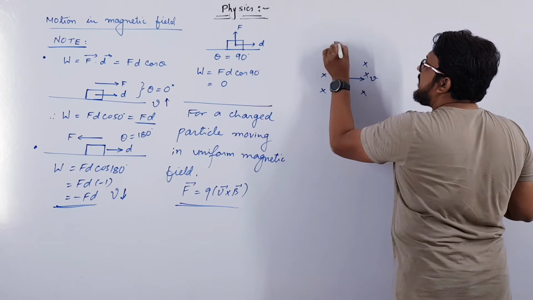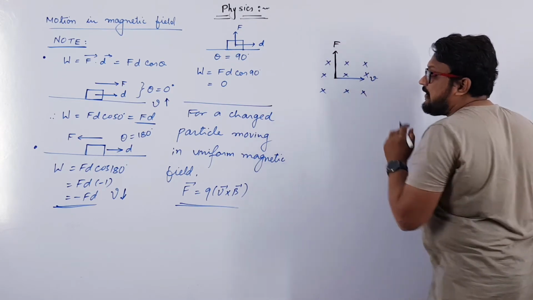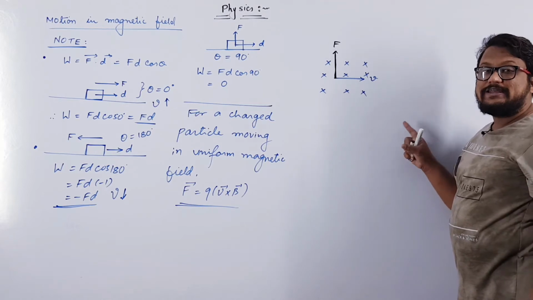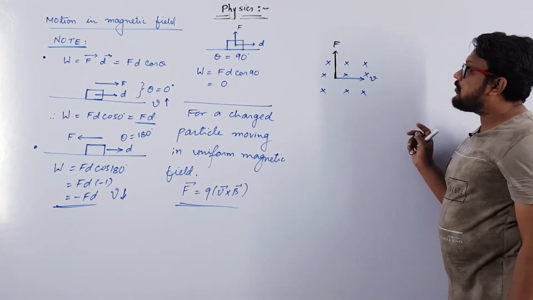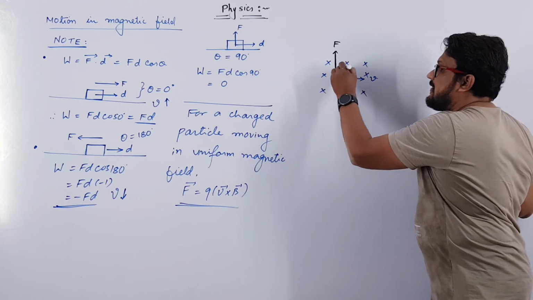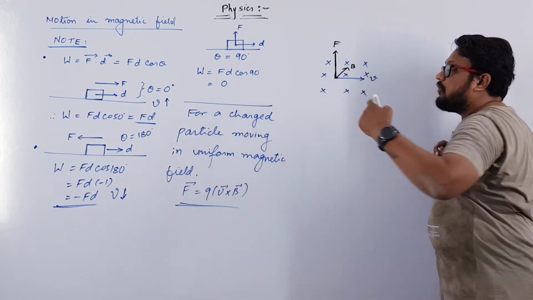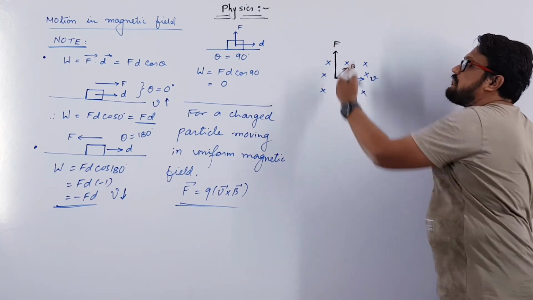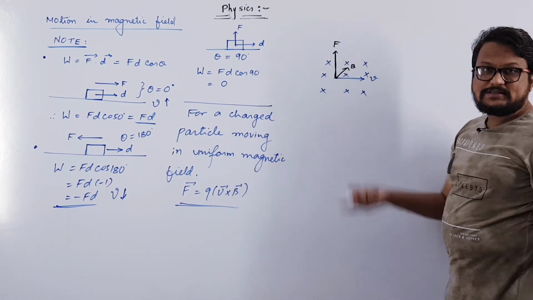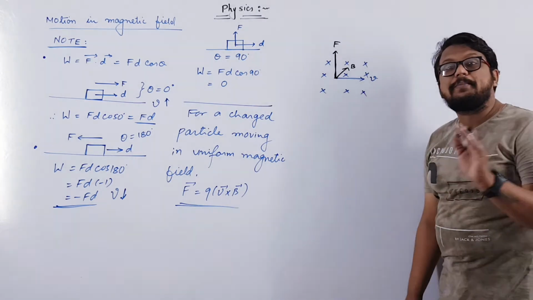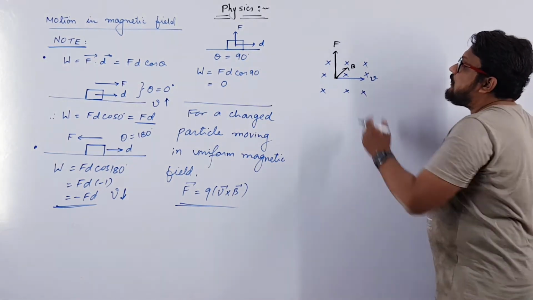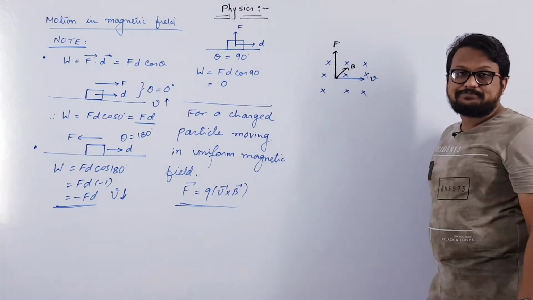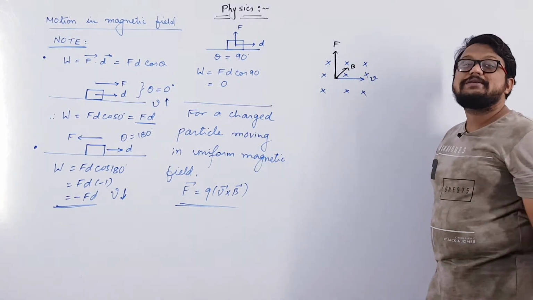So you can say that force, velocity and magnetic field, all three are perpendicular to each other, because the magnetic field is inside. This is the direction of the magnetic field, perpendicular to the board and entering inside. This is the direction of velocity and this is force. So you can say that this is like an XYZ axis, and all three are perpendicular to each other. So it means that force and velocity, that is displacement, are perpendicular to each other, so work done will be 0.